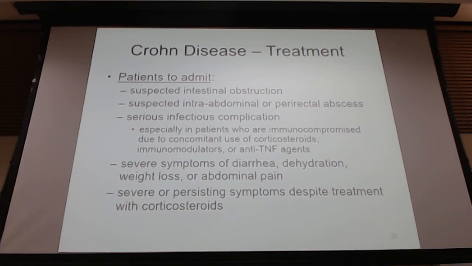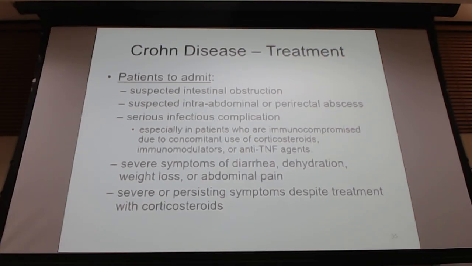Here's your criteria to admit people. So they're obstructed in the intestine, they have any type of abscess, and you'll get worried about serious complications. Again, these people are immunocompromised because they're immunosuppressed on some of these medications. We need to be very careful that they don't develop some other type of significant medical disease process. So get concerned if these people have significant diarrhea, dehydration, weight loss, abdominal pain, all side effects of the Crohn's disease. And if they persist and we're loading them on steroids, we can't have somebody on steroids for lots of time.